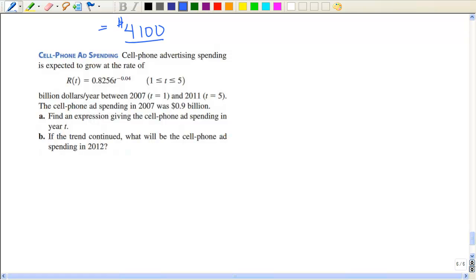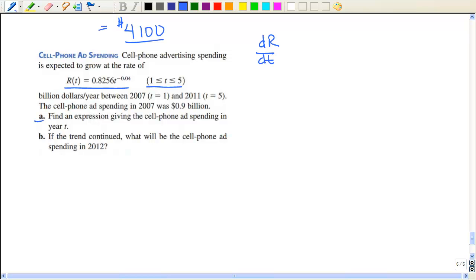Alright, so as we look at the cell phone, it says cell phone advertising spending is expected to grow at the rate given by this, and it's bounded between 1 and 5 years. Part A asks us to find an expression giving the cell phone ad spending in year t. So if it's growing, if you remember, that would be like dr dt.